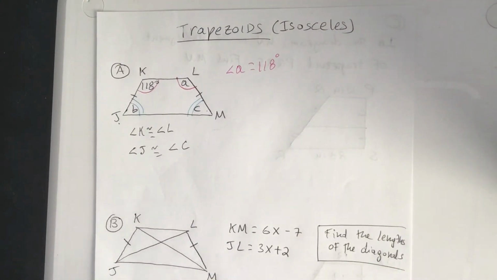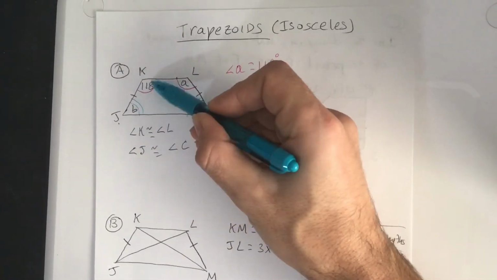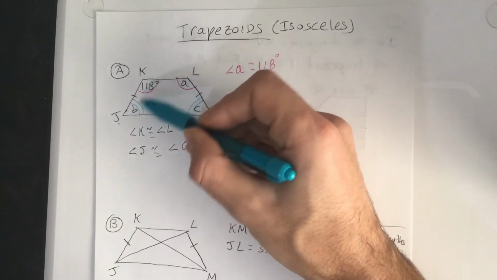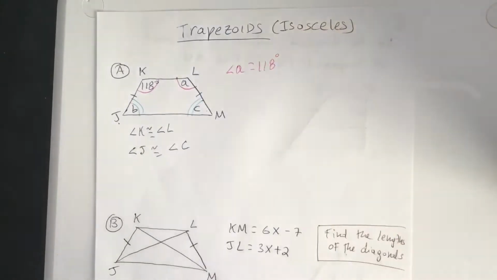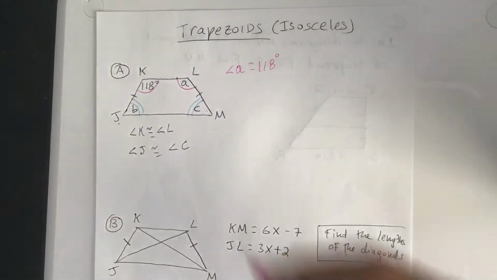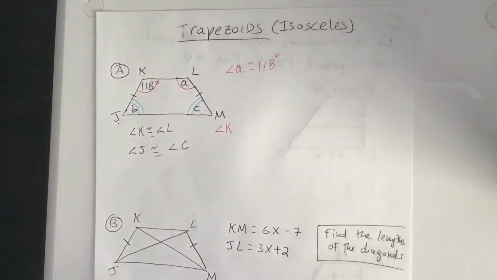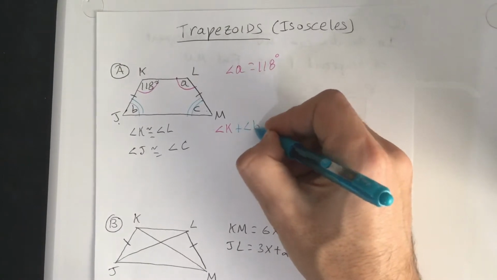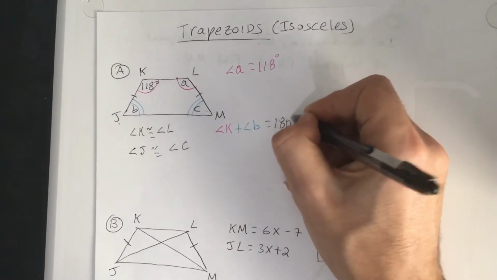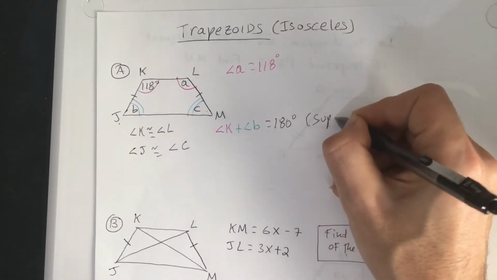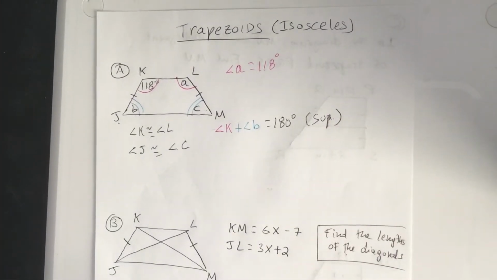What about angle B? Well, angle B and angle K are supplementary. Consecutive, this one over here and this one over here are supplementary. This one and this one over here are supplementary. So in this case, angle K plus angle B add up to 180 degrees. They are supplementary. So that's easy.